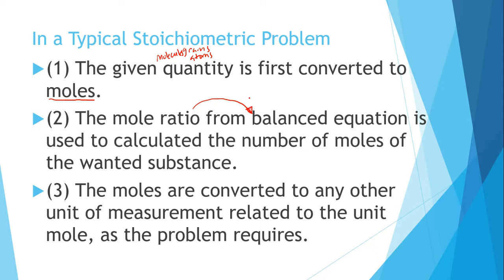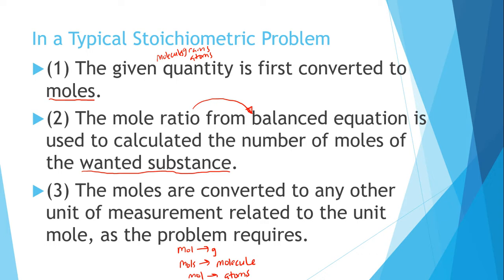That's why we learned how to balance equations a few lessons ago. This allows us to go from moles of our given to moles of our wanted substance. So in other words, it allows us to convert from one compound to another. Once you get it into moles of your wanted, you can go to any other unit of measurement related to the mole. So you can go from moles to grams, or moles to molecules, or even moles to atoms.